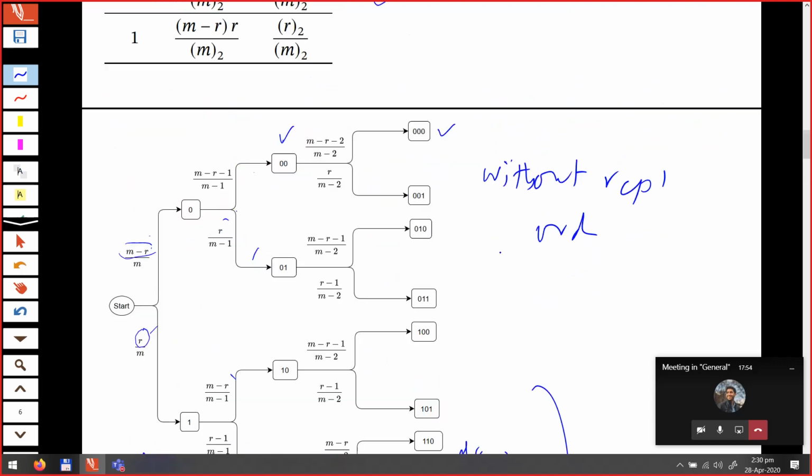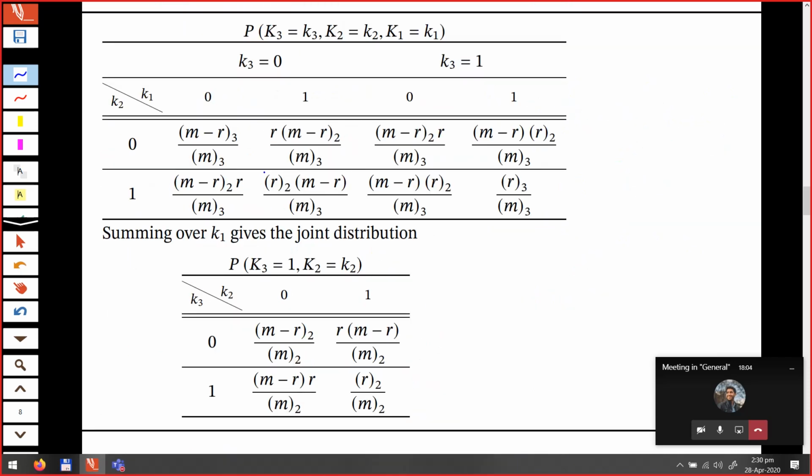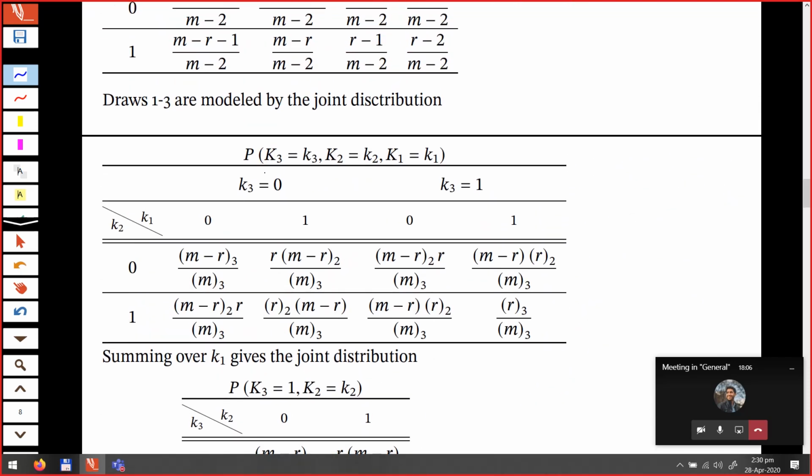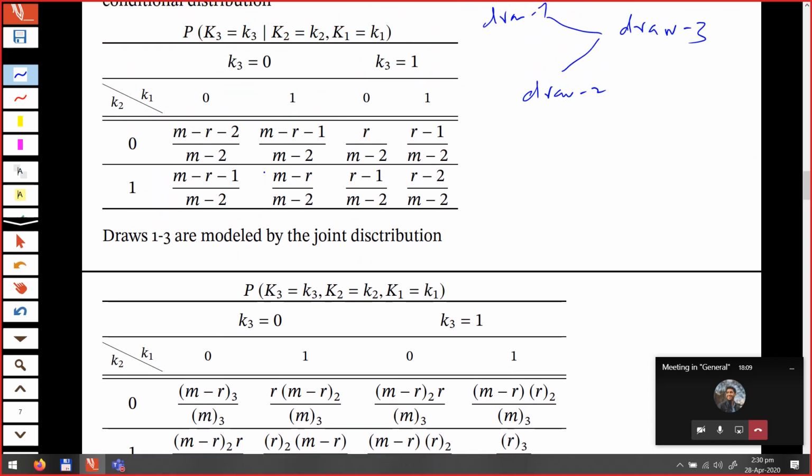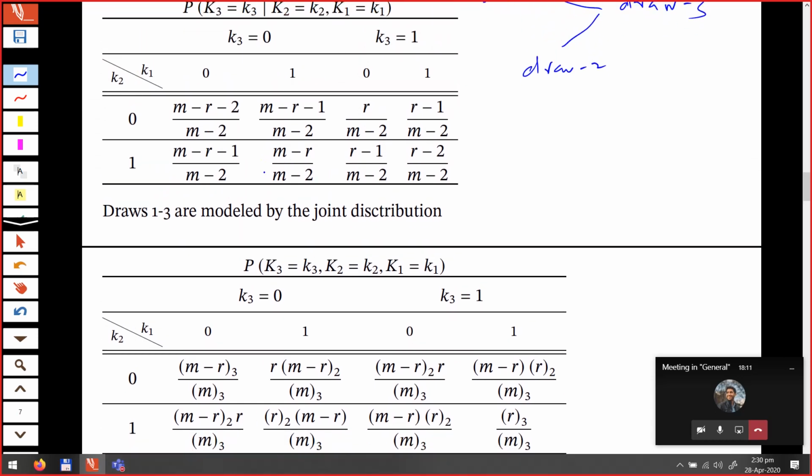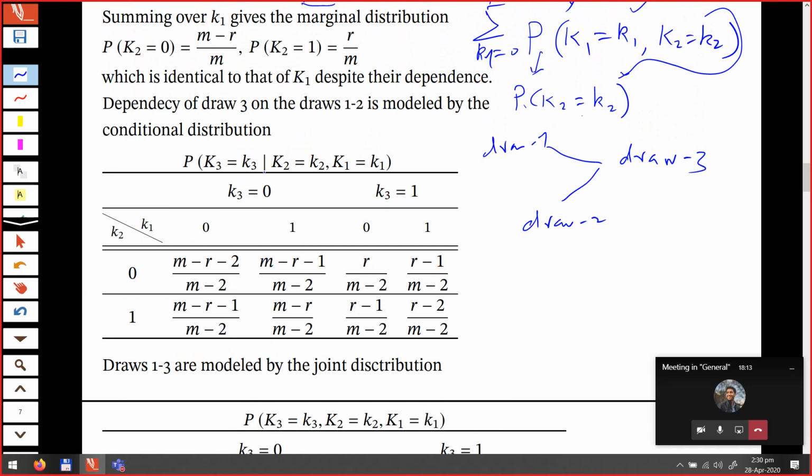You can see it there. Yeah? When I say draw 3 depends on both these numbers, this is the result of draw 1 as well as draw 2. So if I work that out, and if I fill this table for the conditional probability of K3 taking a value, and you condition it on the two values in the first draw and in the second draw.